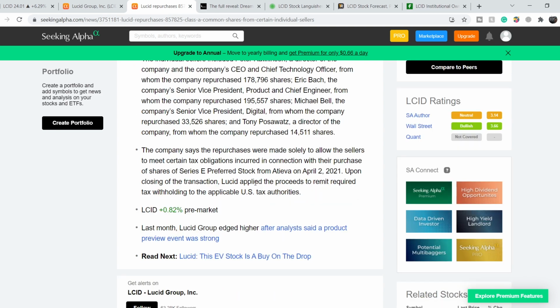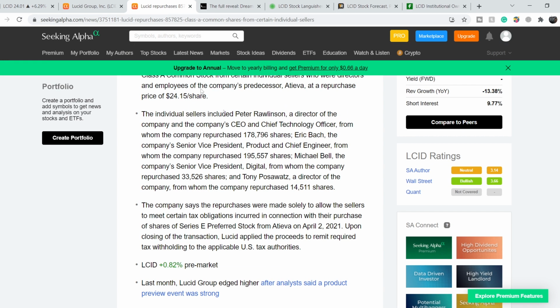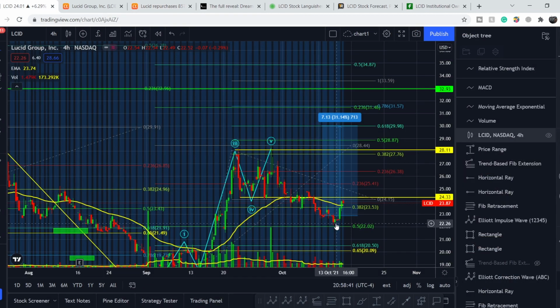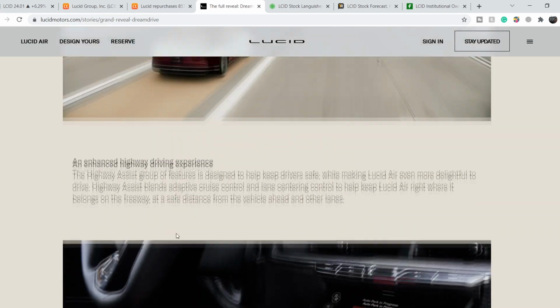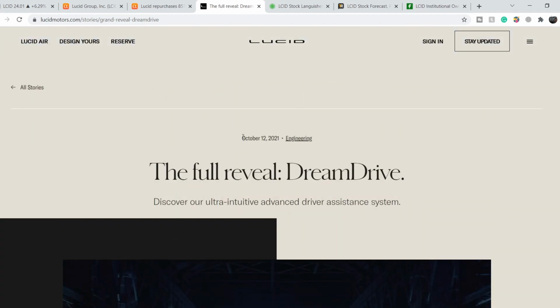And I have to say that this action was some kind of catalyst for the price of the stock because we had this small bounce from October 11th to October the 12th, and we hit the 0.382 level from the bottom, and then we went lower in order to bounce from the 0.5 level. And let me show you the most recent news, and I will show you why it is so important. So we are on the official Lucid Motors website, and right here we have this news published on October the 12th, and it's titled "The Full Reveal Dream Drive."